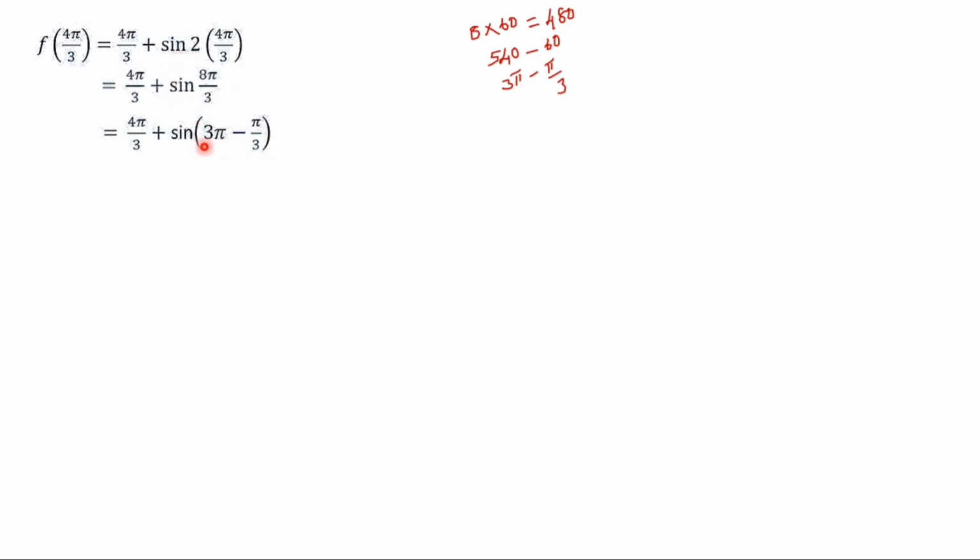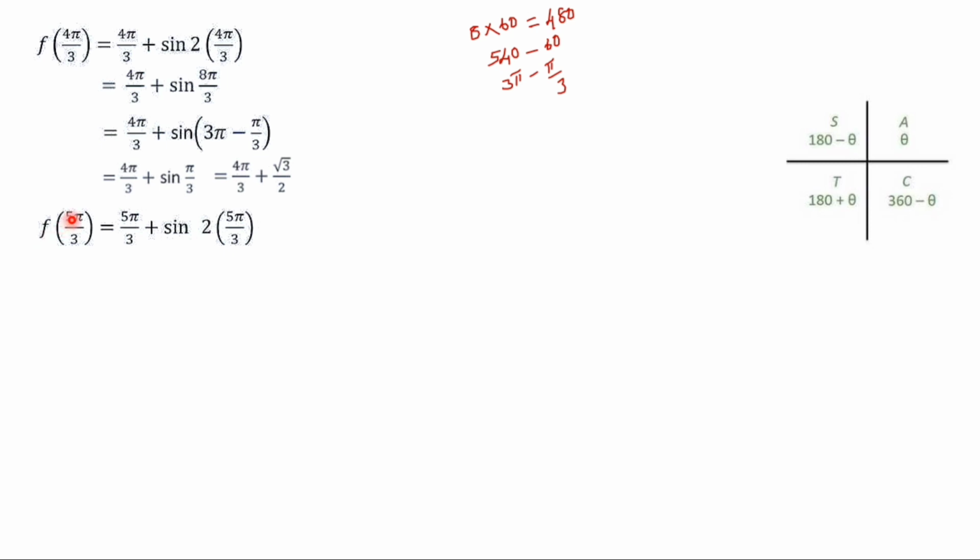Now this one we have to identify the quadrant where it is 3 pi minus pi by 3. So here, starting from 0, this is pi, this is 2 pi, this is 3 pi. 3 pi minus pi by 3, minus means we have to come to the second quadrant. Second quadrant means sine is positive. So here the answer will be coming as plus sine pi by 3. So 4 pi by 3 plus sine pi by 3. So we know 4 pi by 3 plus sine pi by 3 value is root 3 by 2. We have written. Next is f of 5 pi by 3.